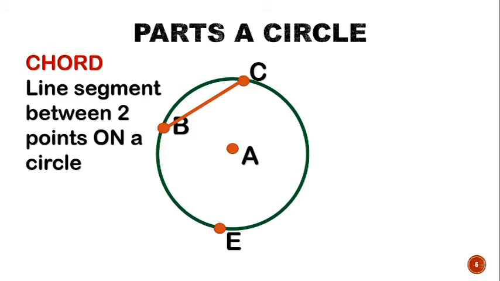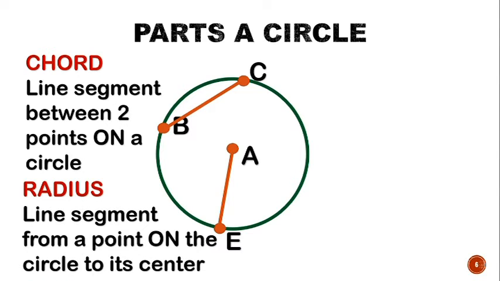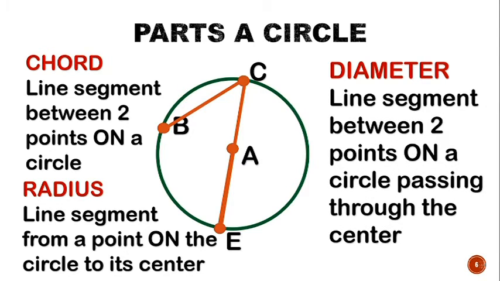Now, by definition, a chord, all right, it's a line segment between points on a circle. A radius, it's a line segment from a point on the circle to its center. While a diameter, it's a line segment between 2 points on a circle passing through the center.